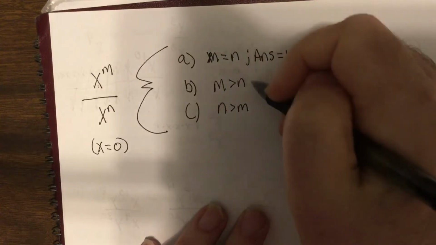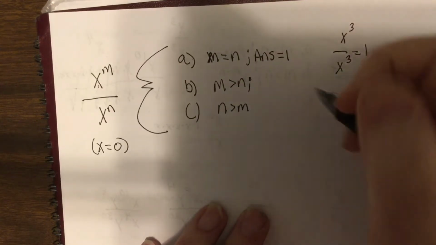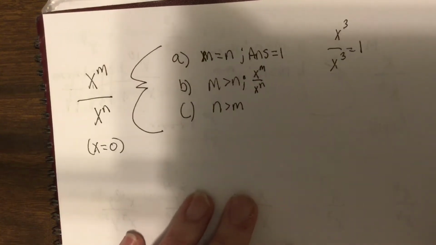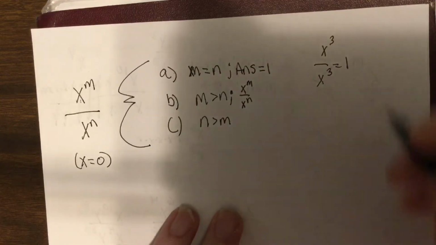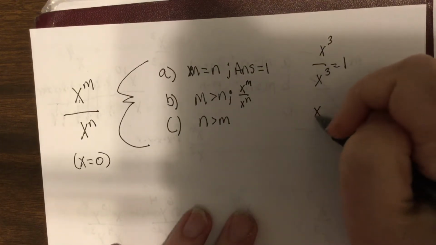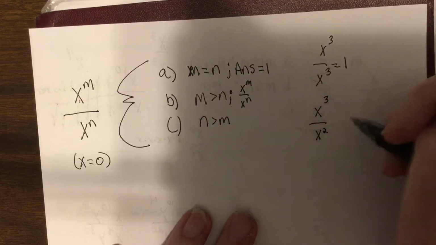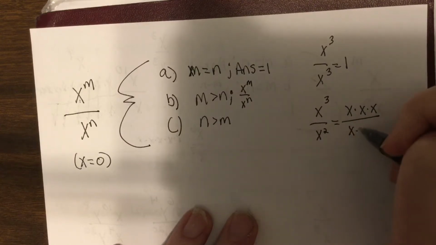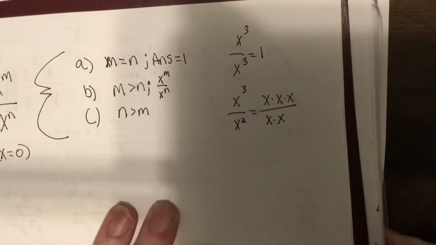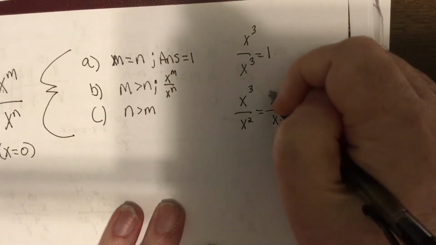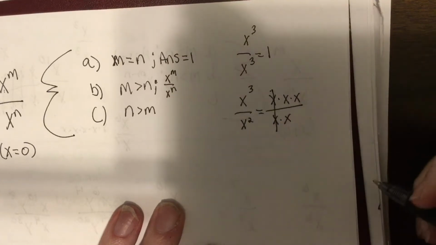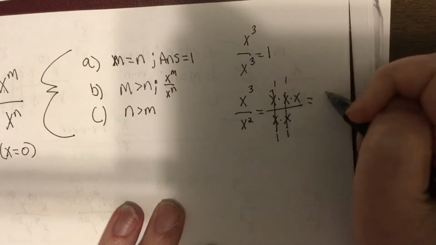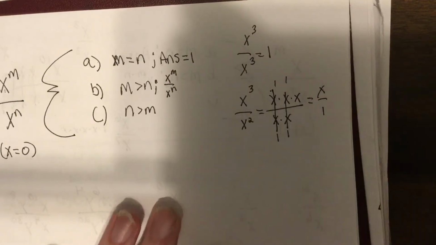So the second part: what if the top power is bigger? So you have x to the m divided by x to the n, but m is bigger. Well, you would have, for example, x to the third divided by x squared. So that would be 3 x's divided by 2 x's. Sorry, a little bit off the page. So anything divided by itself is 1, so that would cancel out to be 1, 1. This cancels, 1, 1. So multiply straight across, you'd have x over 1, or x would be a more proper way of doing it.